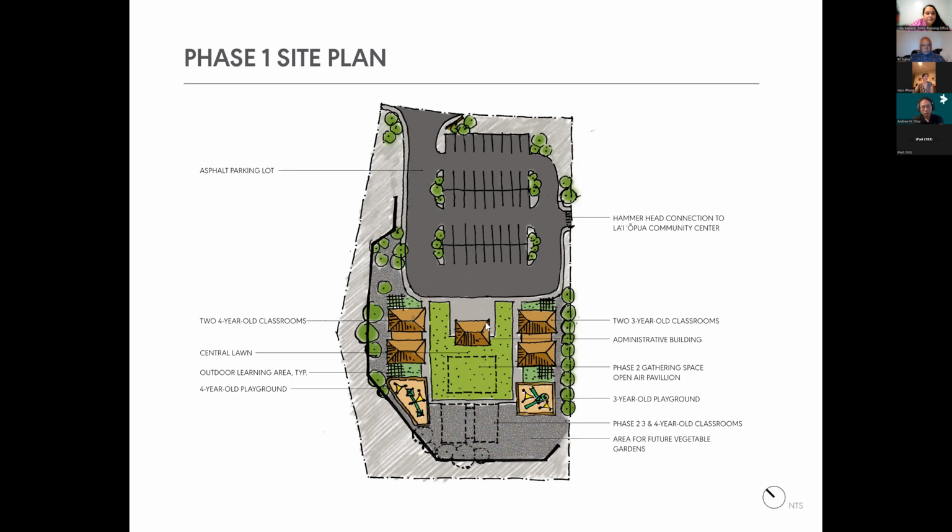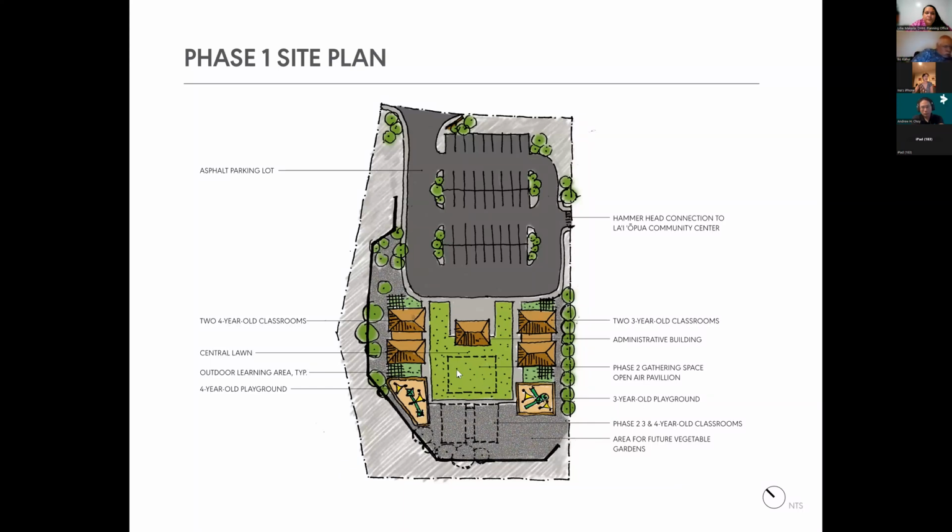We've located the administrative building front and center so that it can be the front door of the project, with easy access for pickup and drop off, and also the admin office has visibility to all of the classrooms. We provided playgrounds, separate playgrounds for the 2 different age groups. And then in between the 3-year-old and 4-year-old classrooms, there's a great lawn where the kids can run around and learn outdoors.